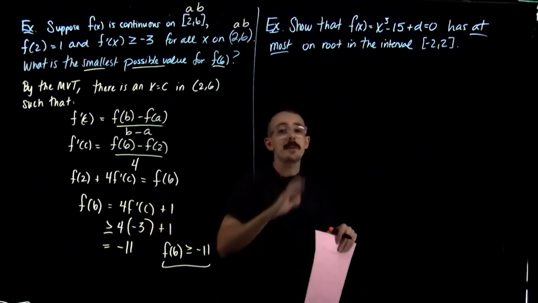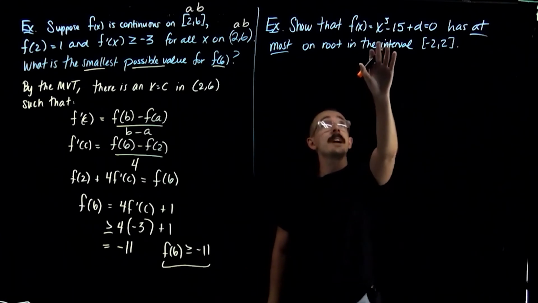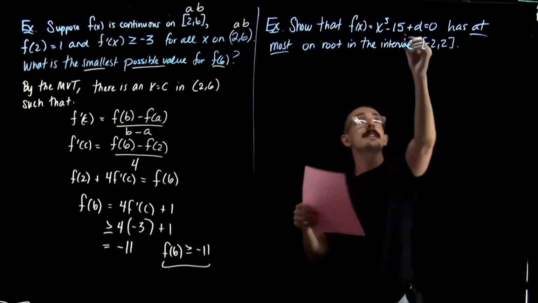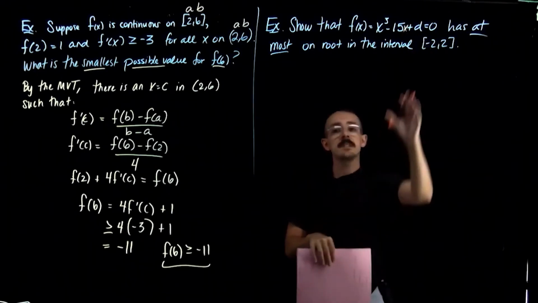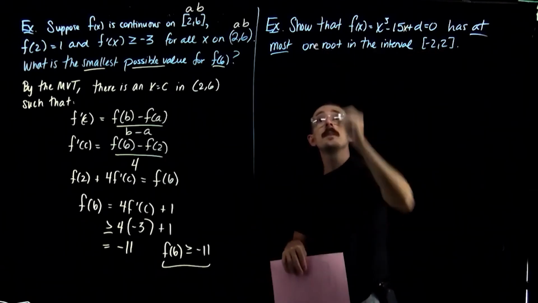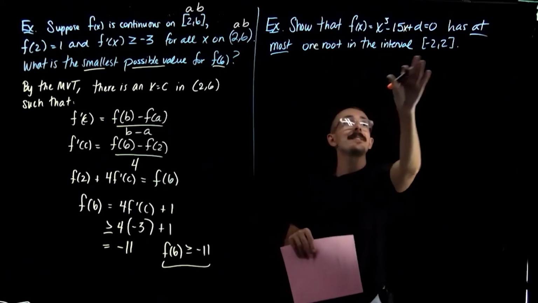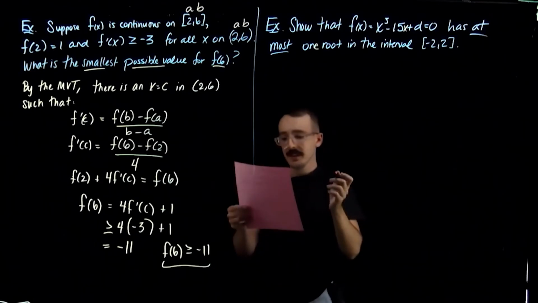Let's shift gears to this one. So this says that we're going to show that f of x equals x cubed minus 15x plus d is equal to 0. So d is just some constant. It has at most one root in the interval negative 2 to 2. I'm just correcting all my typos. Okay, so let's go ahead and do this.